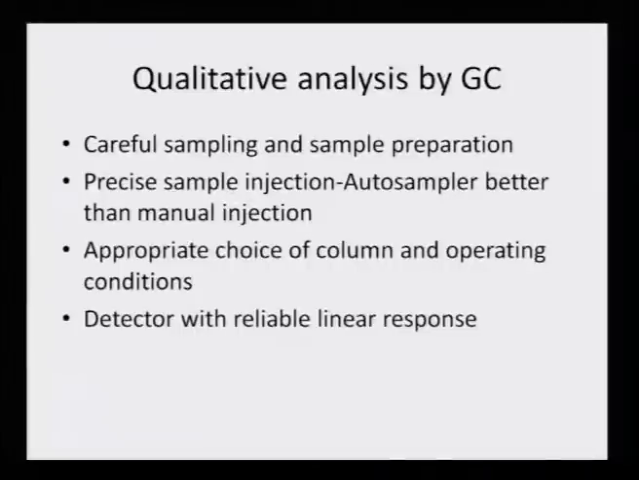Qualitative analysis can be carried out by GC. It requires careful sampling and sample preparation, precise sample injection, autosamplers better than manual injection, appropriate choice of column and operating conditions, and a detector with reliable linear response. Now, this particular slide requires a little more attention. We need to do very careful sampling and sample preparation. Once the sample is prepared, we can use a manual injector if we have only a couple of samples to analyze in a day.